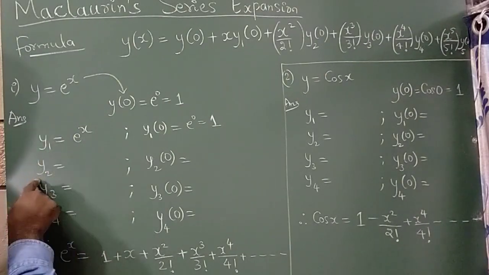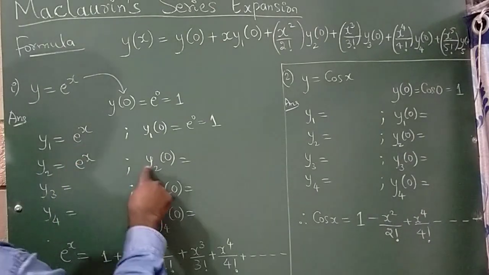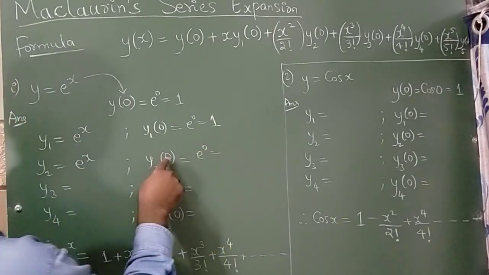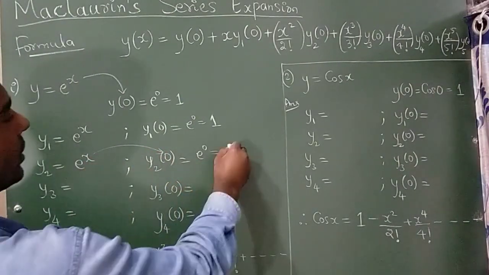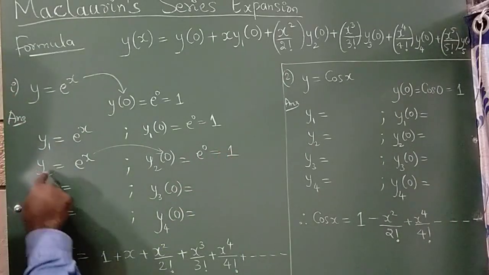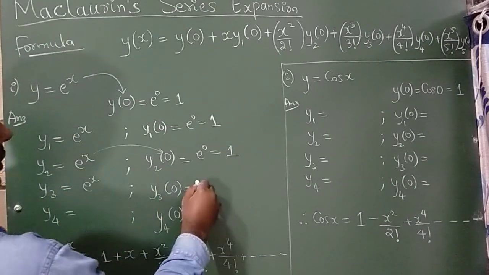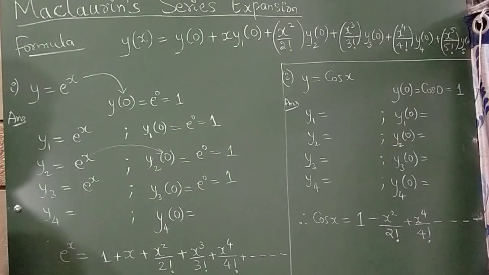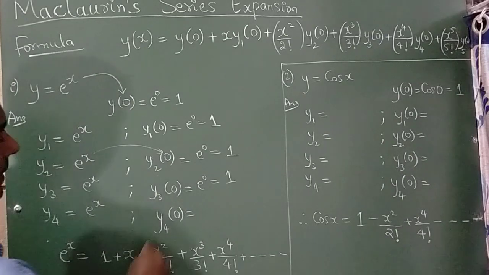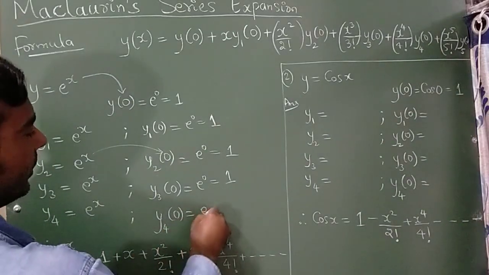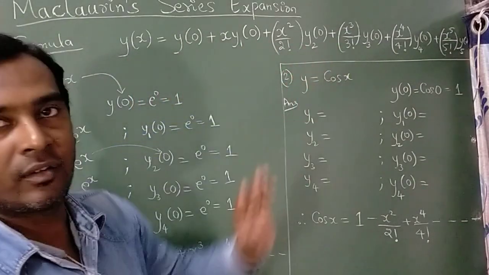Now if you differentiate y1, you'll get y2. If you differentiate this, then again you'll get the same thing, that is e raised to x. So y2 of 0 will become e raised to 0, substituting 0 at x, so you'll get 1. If you differentiate y2, you'll get y3. If you differentiate this, again you'll get e raised to x. So here e raised to 0 will become 1. If you differentiate y3, you'll get y4, and this will be e raised to x again, same. y4 of 0 will become e raised to 0, 1. Now substituting all these values in this formula.